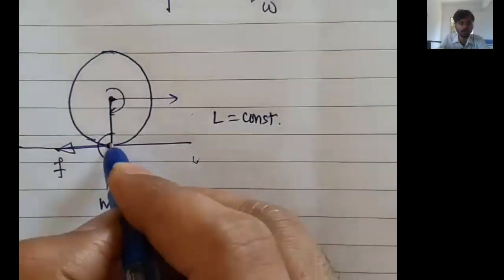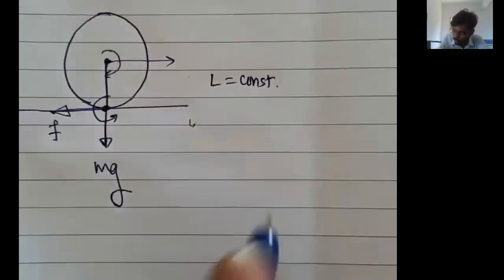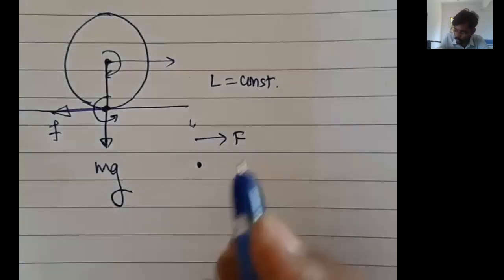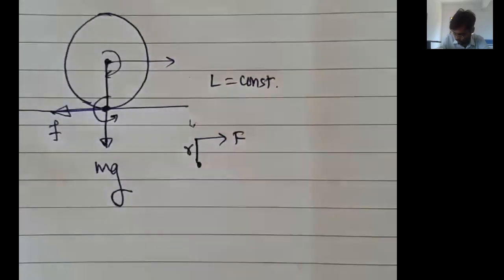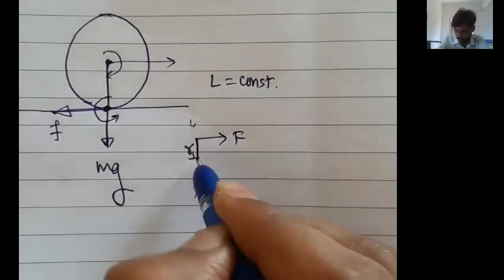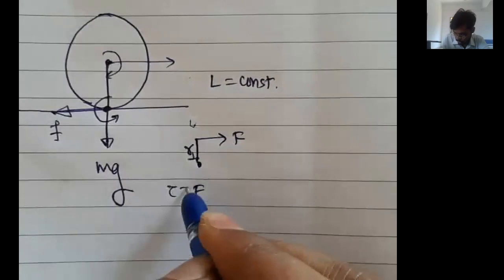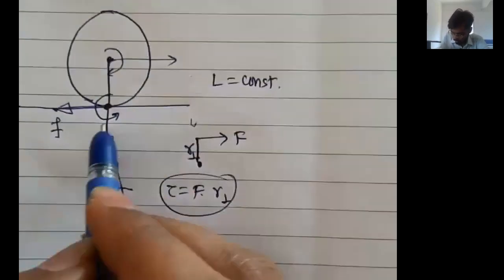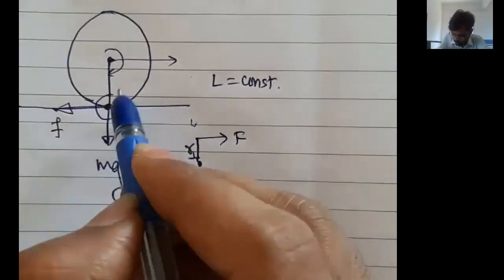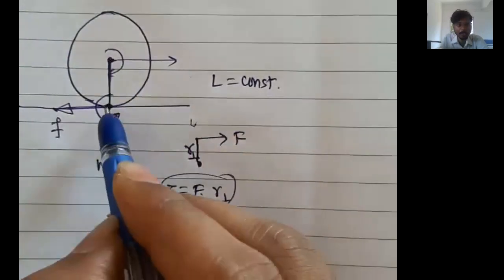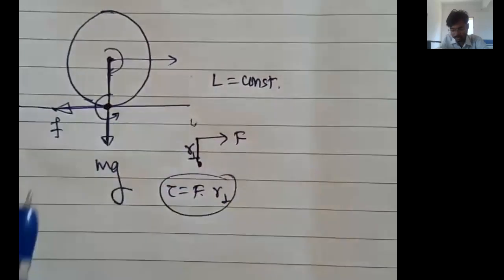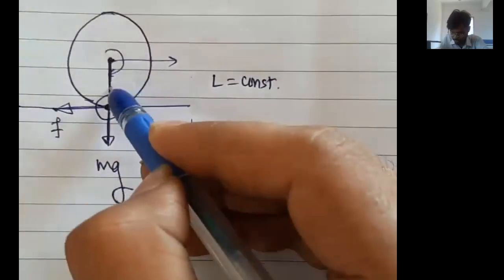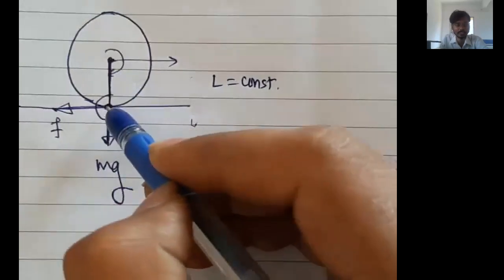Now, how to find out torque due to a force about this point? Force into perpendicular distance. Force into r perpendicular. Now, what is the perpendicular distance of this mg about an axis passing through this point? The axis is coming out of the plane. See, the line of action of force is passing through the point itself, passing through the axis itself.